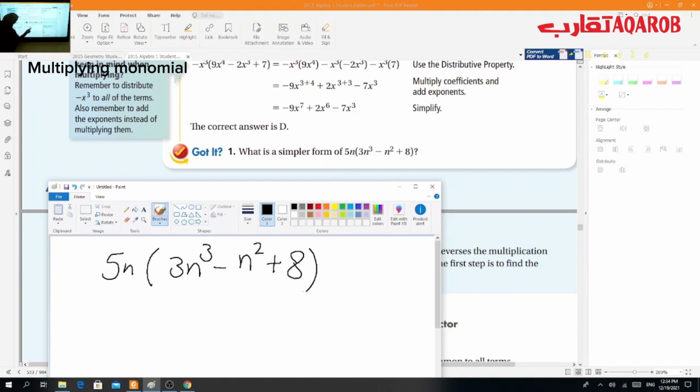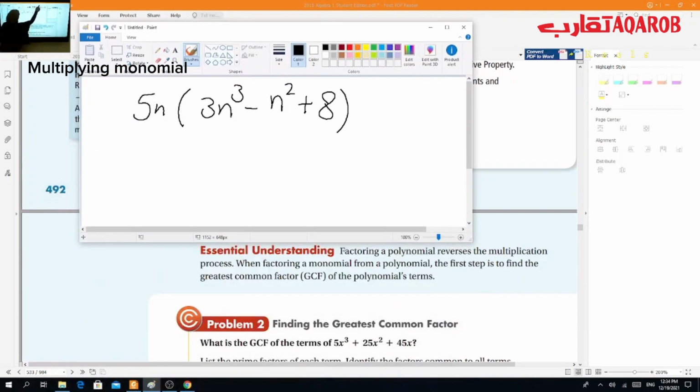In multiplying a monomial by a polynomial, we will go back to the rules that we took in adding, multiplying, dividing, and subtracting exponents, when I have the same base. Multiplying a monomial by a polynomial is done by using the distributive property. So, you will multiply 5n by each term inside the parentheses and then get rid of the parentheses.